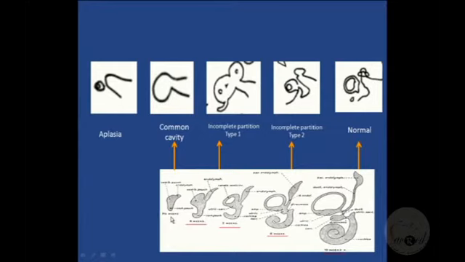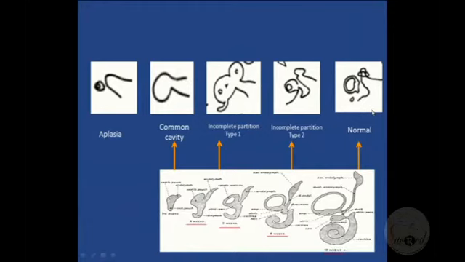And whenever there is an arrest at any level, it forms different abnormalities. So if it arrests at this stage here, it's a common cavity. The cochlea and vestibule is not separated out. So it's a common cavity, and if it arrests there, then you have the common cavity there. Then you have the incomplete partition here, and incomplete partition type 2, and then you have the normal. That's how you want to look at the anomalies of the inner ear.